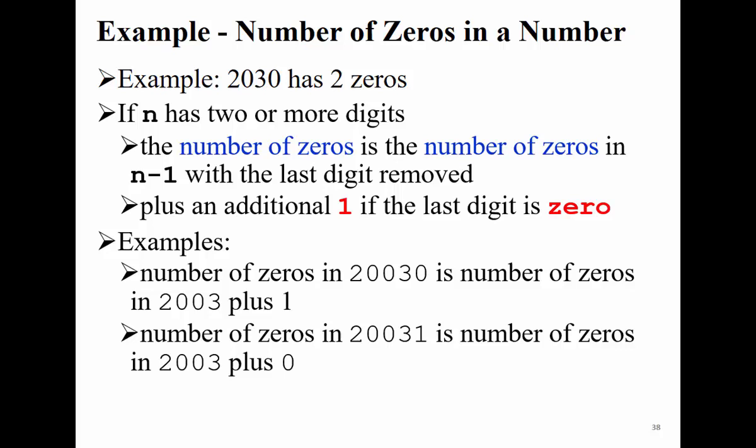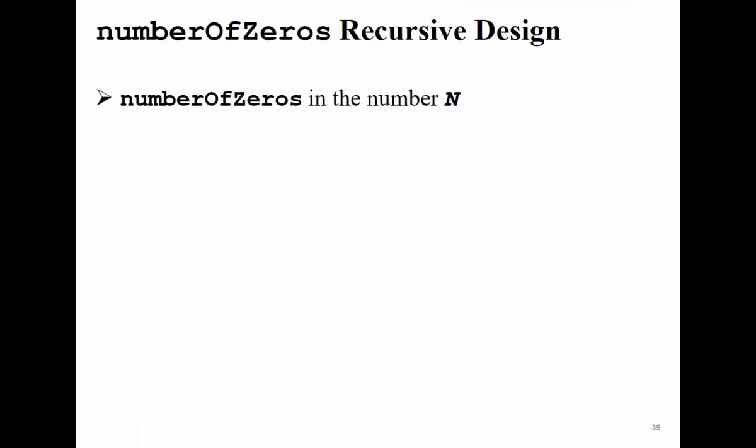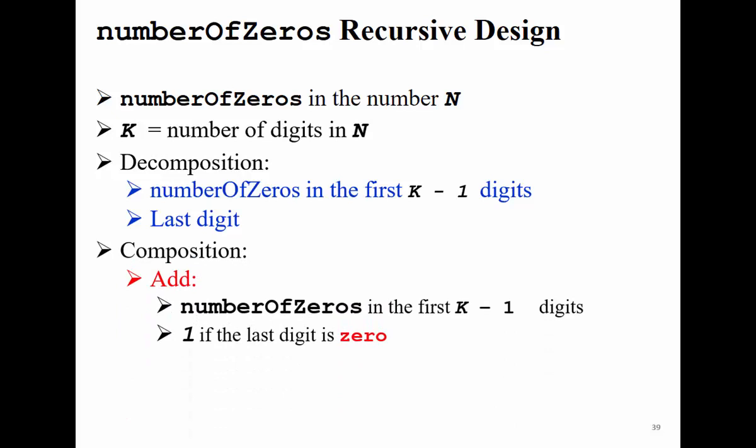You can see now how we can break down the big problem into a smaller problem by reducing the number of digits, and then focus on the last digit of the number. So the number of zeros inside number n, where n has k digits, is the number of zeros in the first k minus 1 digits plus the last digit. What is the value of the last digit? If it's 0, we're going to add 1. If the last digit is not 0, we're not going to add anything.